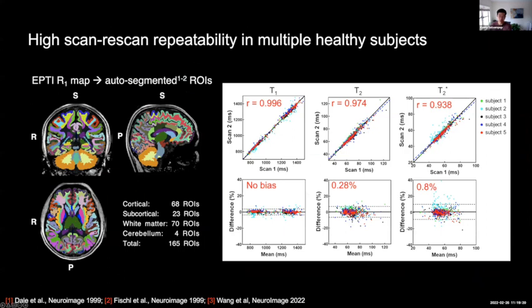We've done quite a bit of work in terms of scan-rescan repeatability of this method on healthy volunteers. Some details here: we get an R1 map from our EPTI acquisition, synthesize an MPRAGE so that we can pass it through FreeSurfer to get automatic segmentation of different brain regions. We then look at T1, T2, T2 star across these different brain regions in a scan-rescan. You can see that we have very high repeatability as well as minimal bias across these scan-rescan.